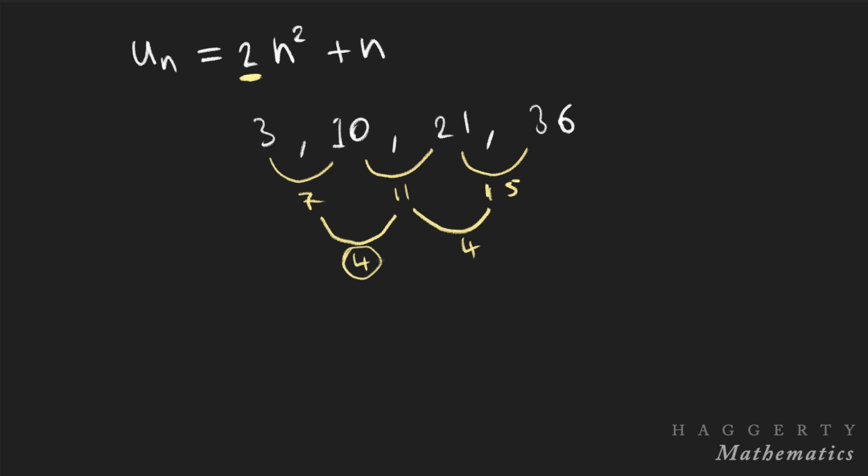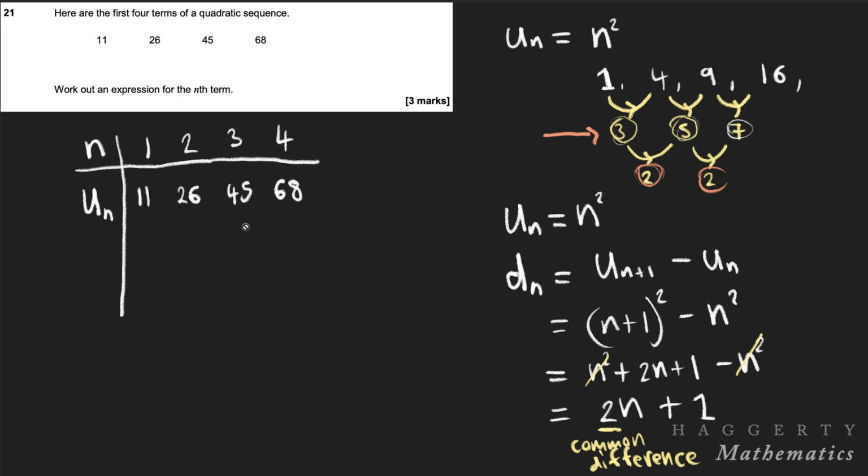Generally, what people learn when they're doing these quadratic sequence terms is they'll find the second difference, and then they'll divide it by 2, and that gives you the coefficient in front of the n squared. So 4 divided by 2 just gives you 2. That's the coefficient of n squared, and that's how I'm going to approach this question 21.